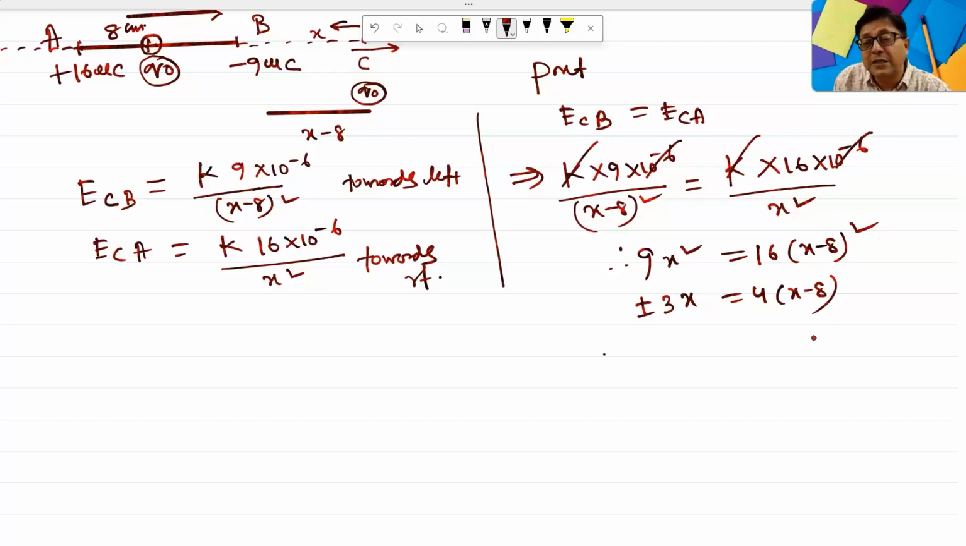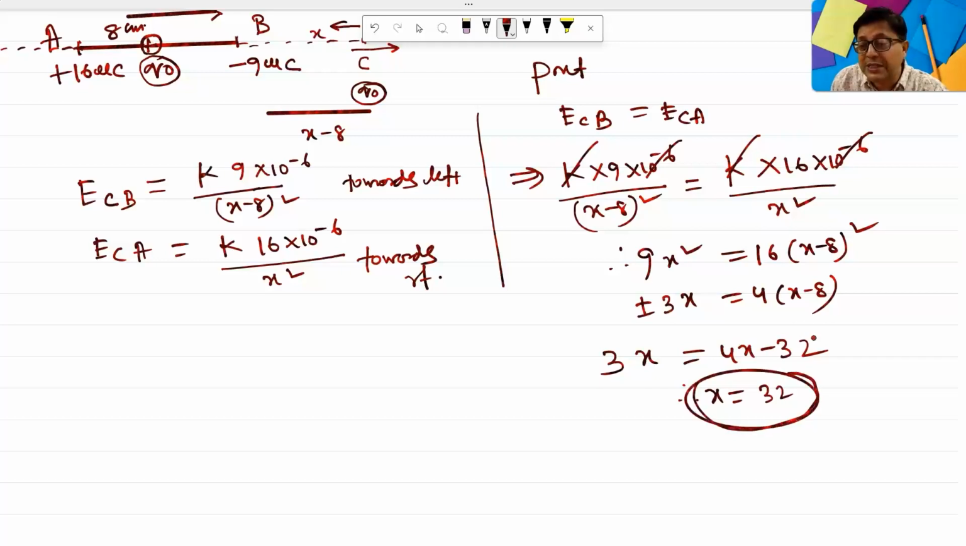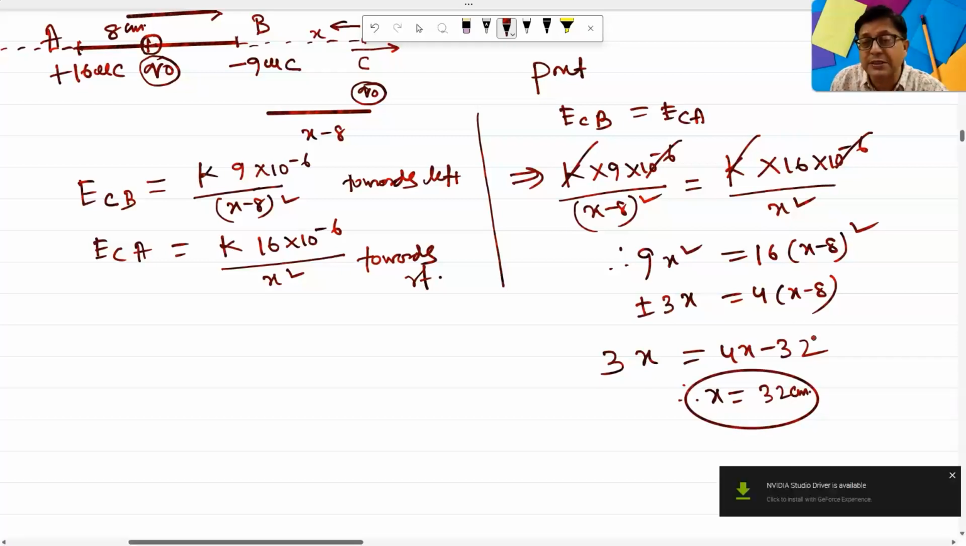Now you take the plus sign once. For the plus sign here it will be 4x minus 32. So x is going to be equal to 32. This will be in centimeter. I told you earlier, this is in centimeter.